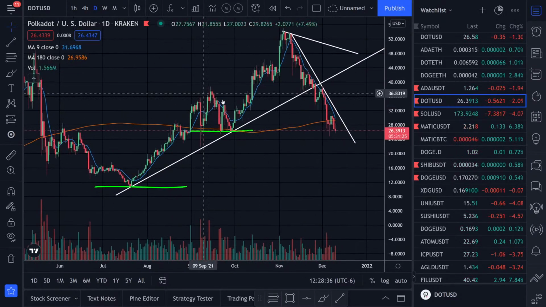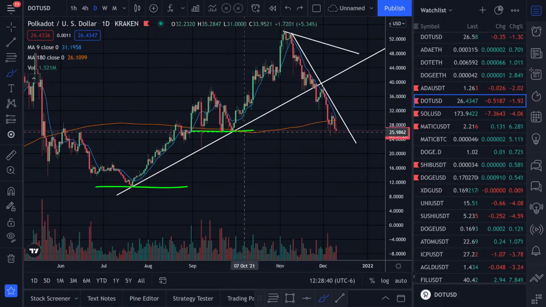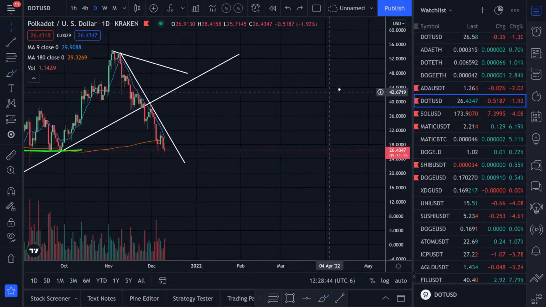Okay, so like I said, it looks like we're coming into contact right now. We actually broke below the 180 moving average. You can see this orange line. I'm gonna delete these green ones.